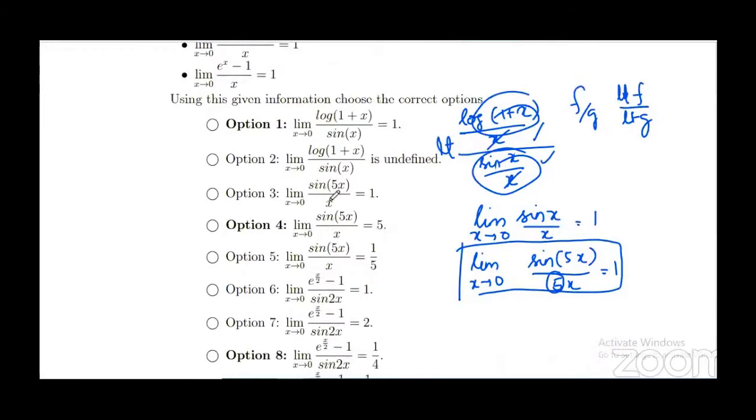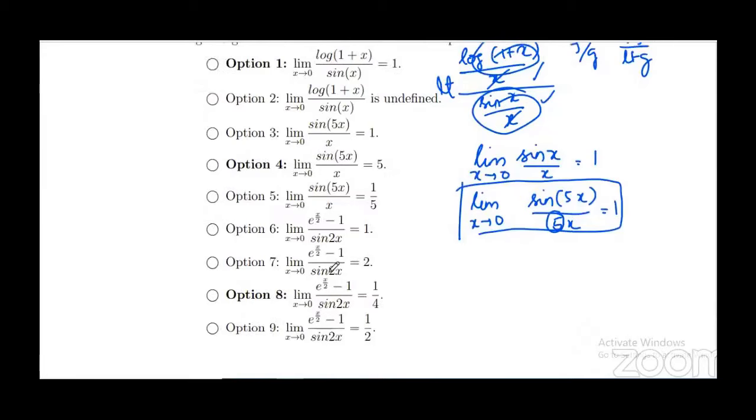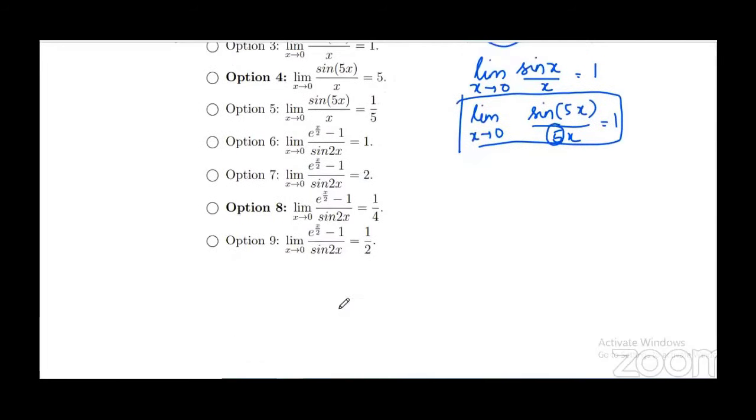Similarly, option 3 and option 4 are the same function, just that the correct limit is option number 4. In fact, option 5 is also the same as these. And 6, 7, 8 are all the same. The correct limit is 1 by 4. Here again, you will have to do all this kind of substitution.